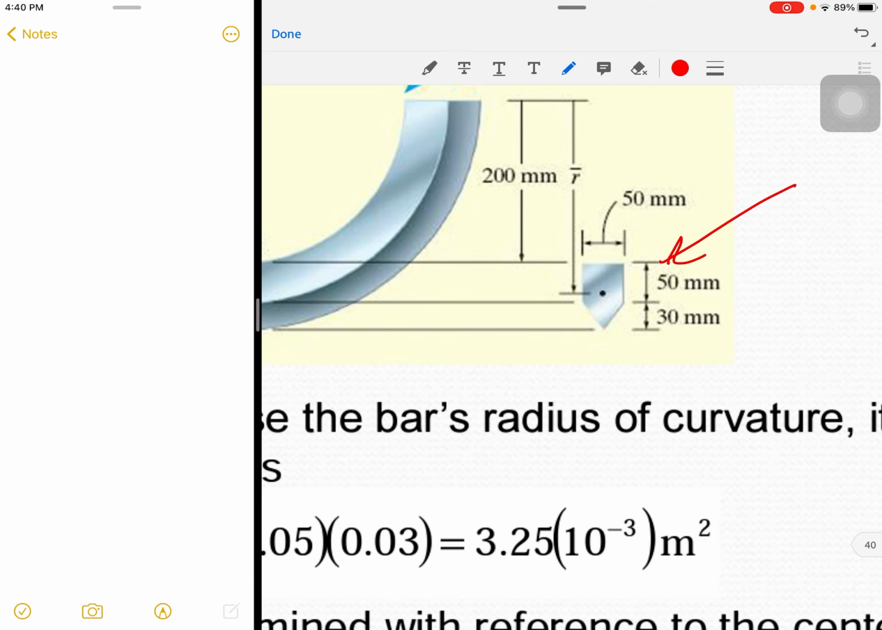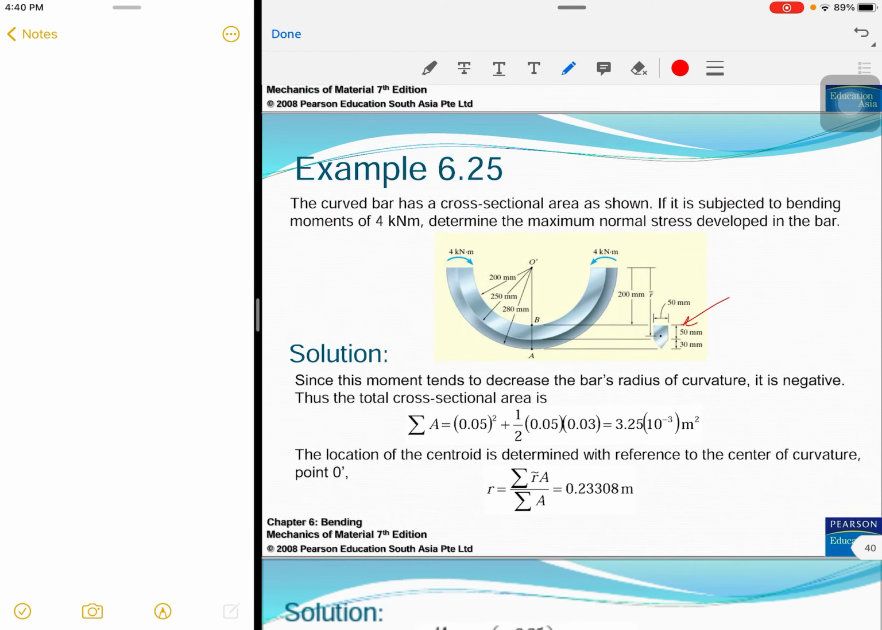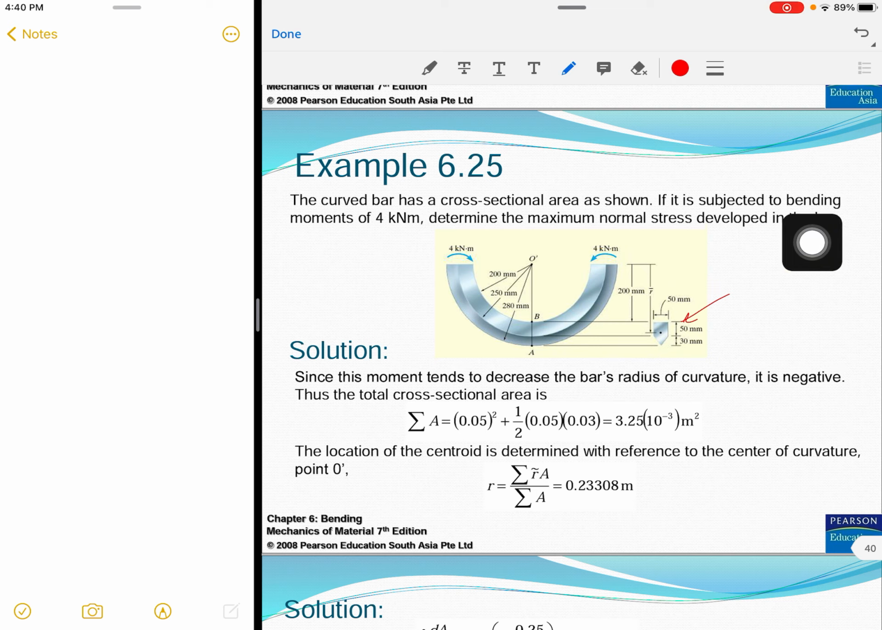So 50 times 50, and we have a triangular shape as well. So we need to separate the two, a square and a triangle. And if it is subjected to a bending moment of 4 kilonewton meter, determine the maximum normal stress developed in the bar.